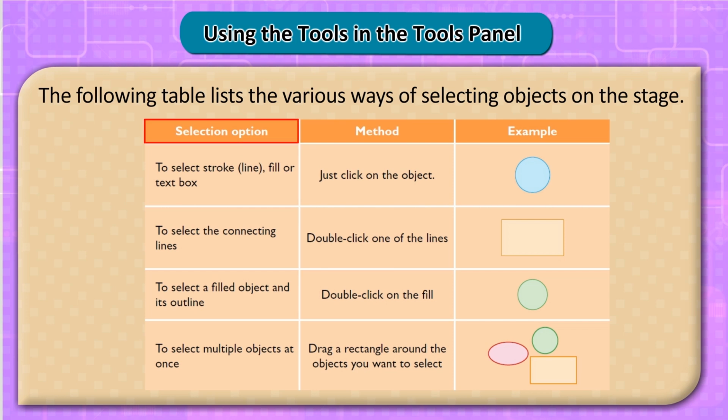Selection option. Method. Example. To select stroke, line, fill or text box, just click on the object. To select the connecting lines, double-click one of the lines. To select a filled object and its outline, double-click on the fill. To select multiple objects at once, drag a rectangle around the objects you want to select.